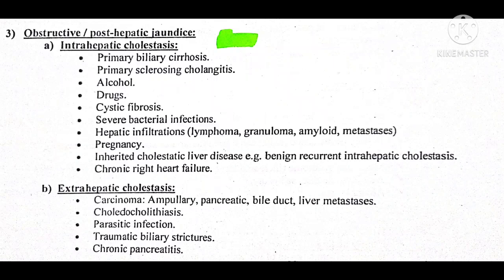And extrahepatic cholestasis can occur due to the following reasons, such as carcinoma, which may be ampullary, pancreatic, bile duct, or due to liver metastasis. Then choledocholithiasis, parasitic infection, traumatic biliary stricture and chronic pancreatitis.